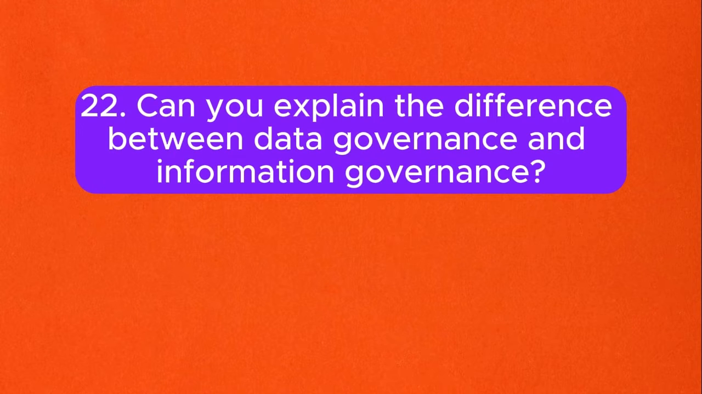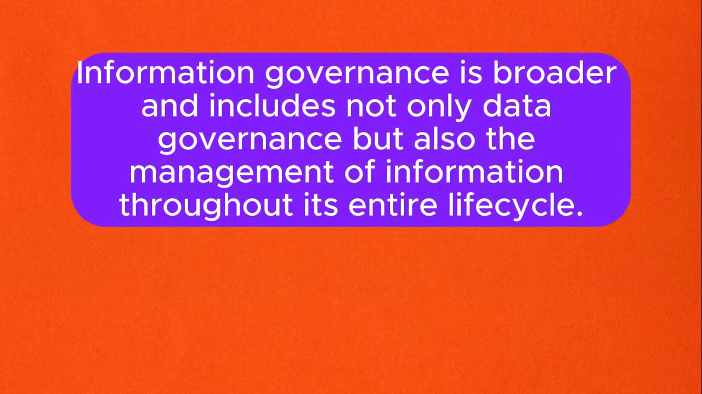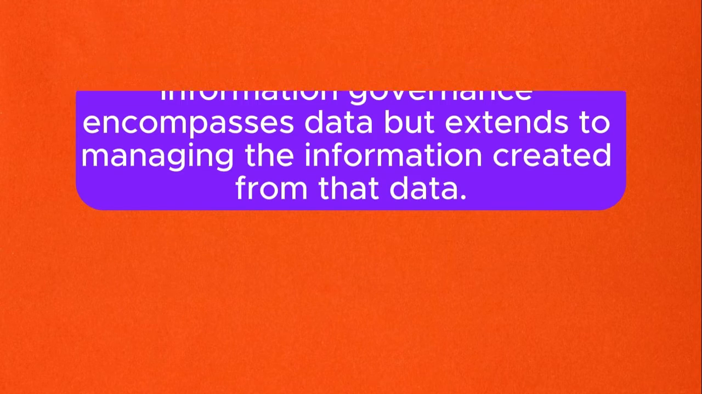22. Can you explain the difference between data governance and information governance? Answer: Data governance focuses on the management and control of structured and unstructured data, ensuring data quality, security, and compliance. Information governance is broader and includes not only data governance, but also the management of information throughout its entire life cycle. This includes policies for handling records, documents, emails, and other forms of information. Information governance encompasses data, but extends to managing the information created from that data.